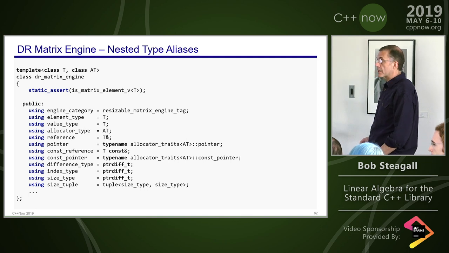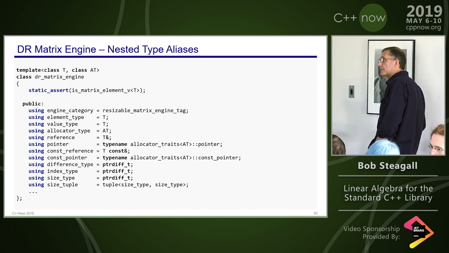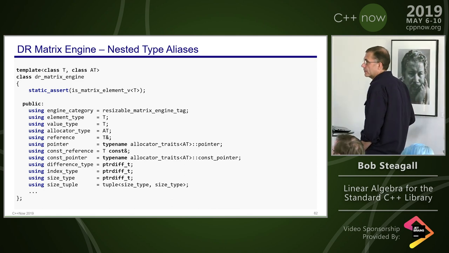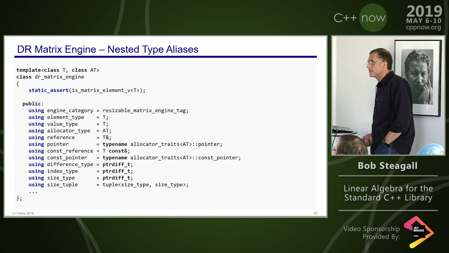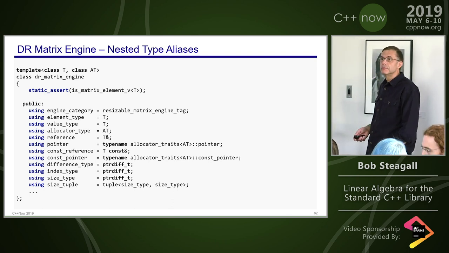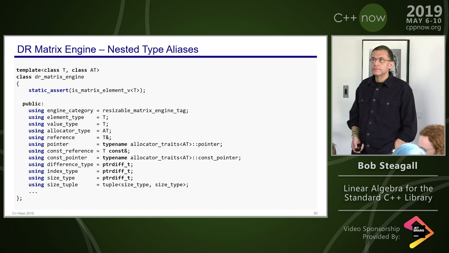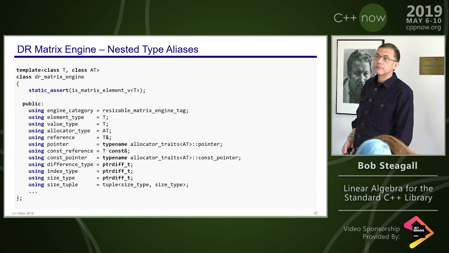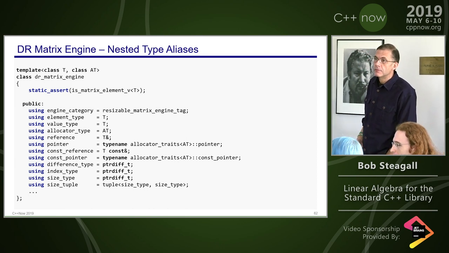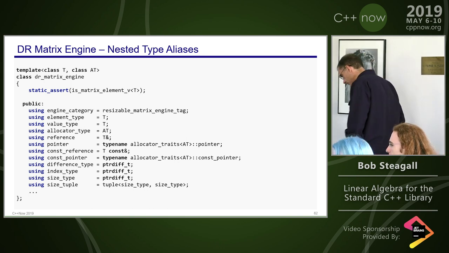Could I get it from the allocator type? I mean, wouldn't it be more generous? I could do that. I chose not to. There's no reason why it couldn't be done. So, Bob, for what it's worth, Zach. For what it's worth, we stopped doing that. Stop doing what? Getting the size type from the allocator type. In specification of new containers and new adapters, we started doing it this way.